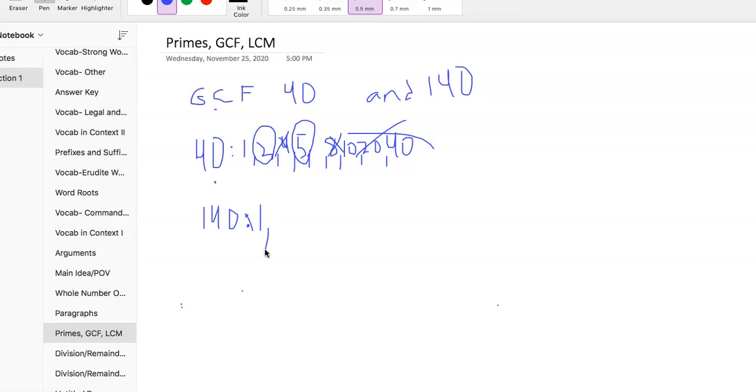Okay, that's a big one. 1 and 140. 2 times 70 makes 140. Let's see here. 3 and 140, no, that's not going to work. 4 times 35 is 140.